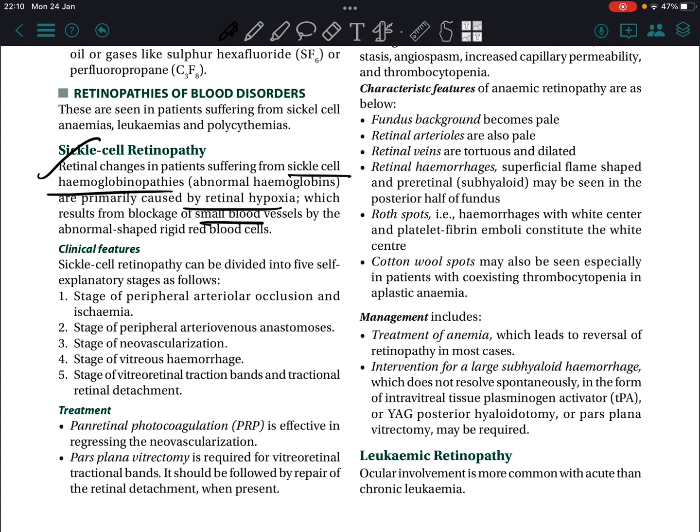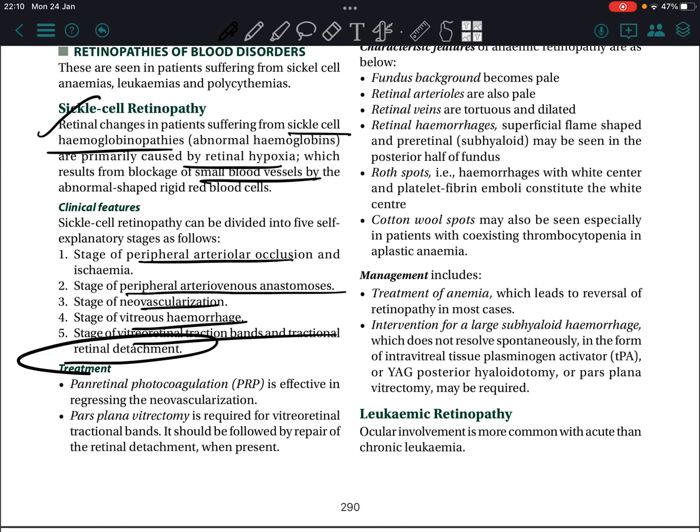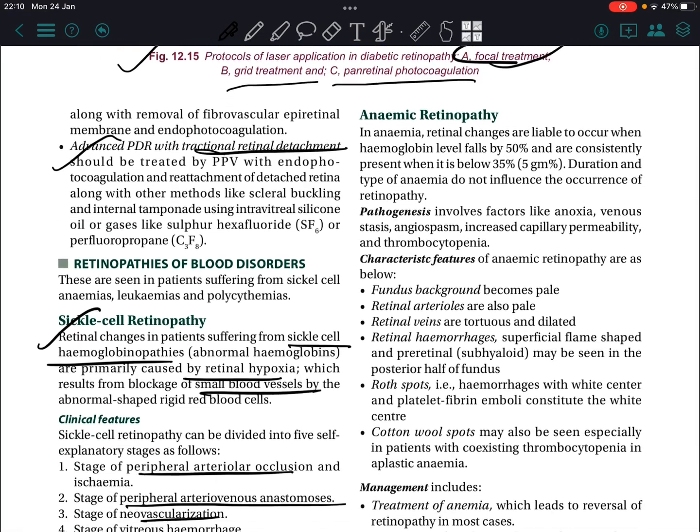Retinal hypoxia results from blockage of small vessels. Clinical features: stage of peripheral arterial occlusion, peripheral arteriovenous anastomosis, neovascularization, vitreous hemorrhage, vitreoretinal traction bands, tractional retinal detachment. Treatment: pan-retinal photocoagulation, PRP. Vitrectomy is required for vitreoretinal traction bands. It should be followed by repair of retinal detachment when present.